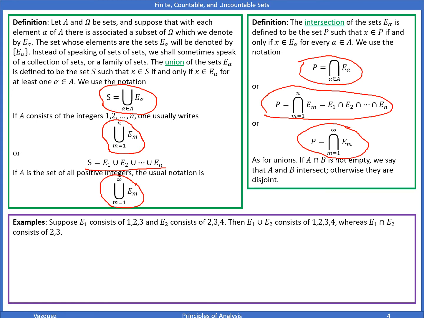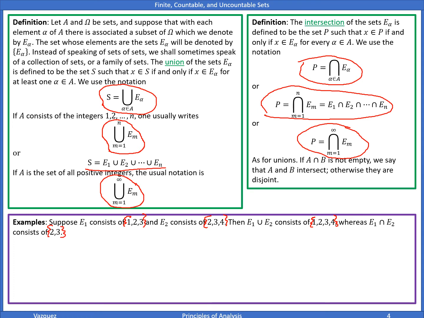Some examples of this: suppose E1 consists of 1, 2, 3. I should have probably given them brackets to denote a set. E2 consists of 2, 3, 4. Then their union consists of 1, 2, 3, 4, again with some brackets here. But the intersection is only 2 and 3, those being the only elements they share.